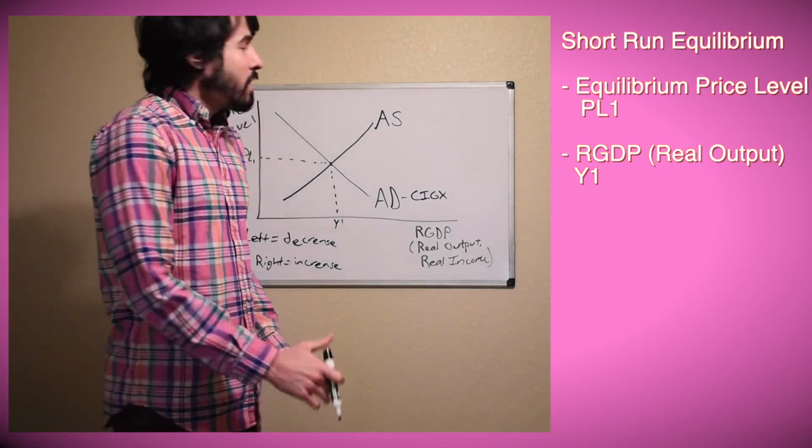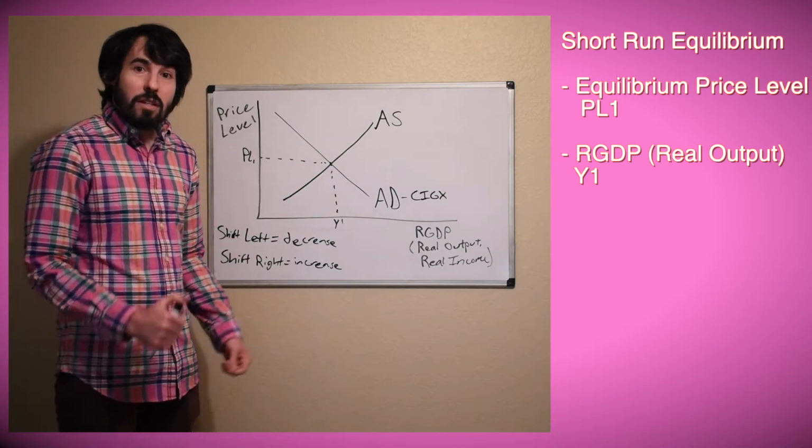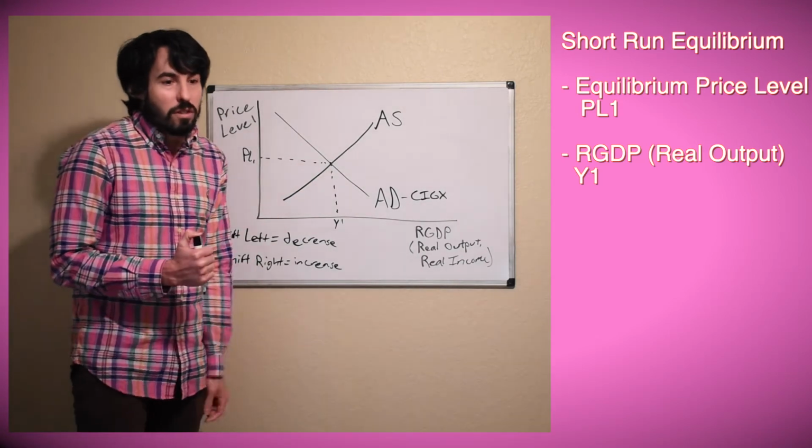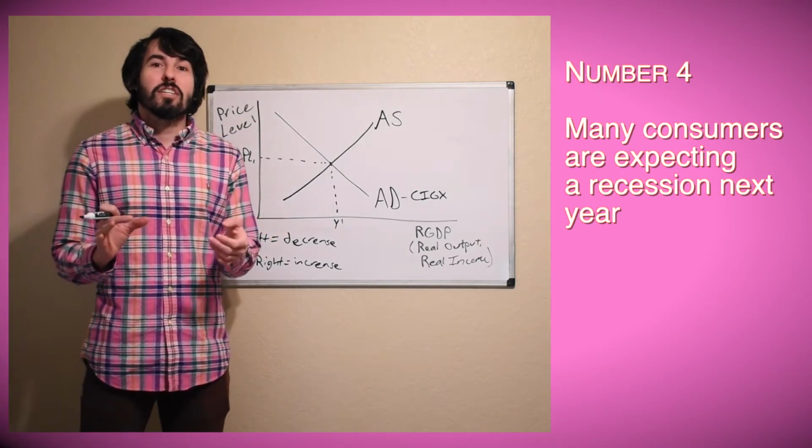Okay, so what we're gonna do then, we're going to go through a couple example problems just to give an idea of how this thing works. So let's look at number 4. Alright, so number 4. Many consumers are expecting there to be a recession next year.